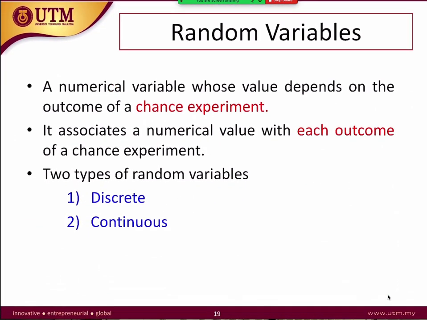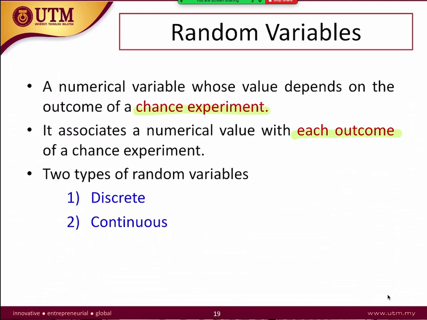Okay, so what is a random variable? Random variables are numerical variables where the value depends on the outcome of the chance experiment. So again, we met the term chance experiment. For each chance experiment, as we have seen in part 1, we get an outcome, and this outcome is defined by the sample space or event.